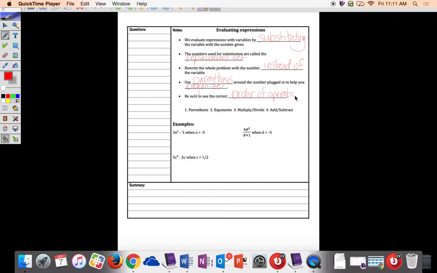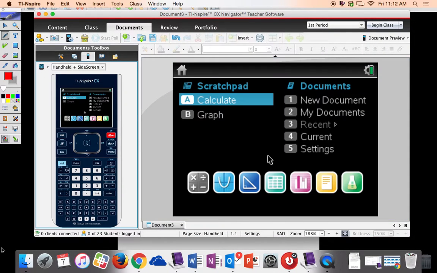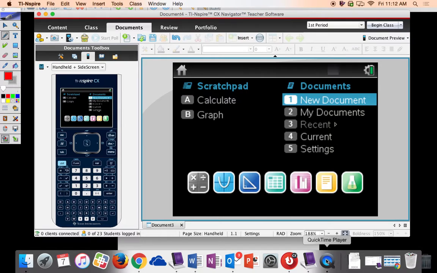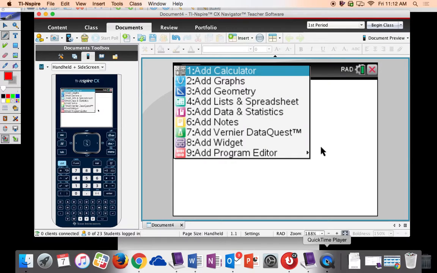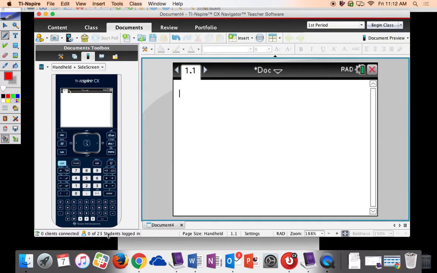But we decided, okay, it might be a little easier or a little quicker or eliminate errors if you're able to use your graphing calculator. Looking at the first example, it wants you to give the value of this expression when x equals -5. So in our calculators, remember that we can always go home. So we go home and we get a new document. If it asks you to save, we never ever save. Then we add a calculator page.